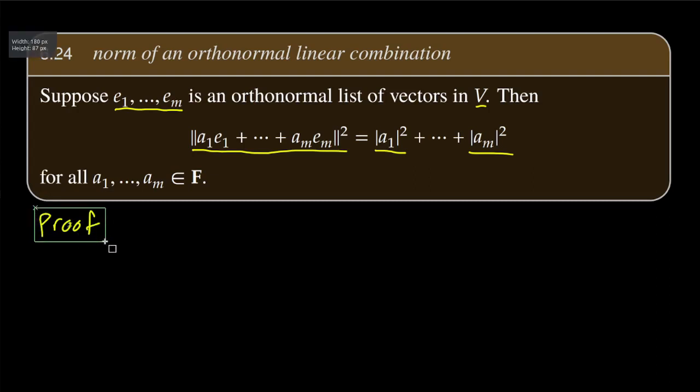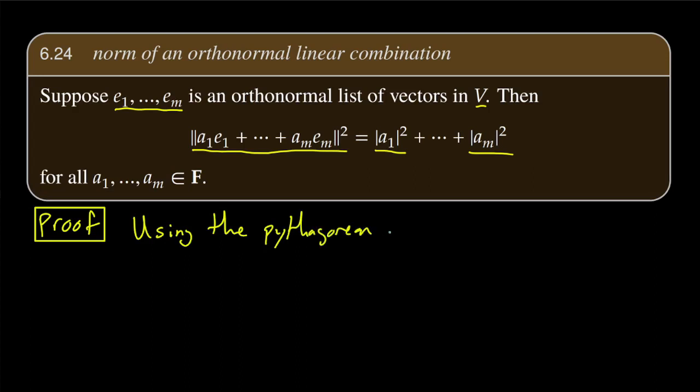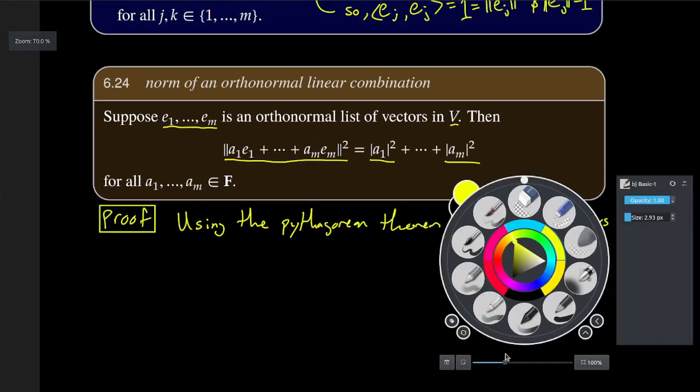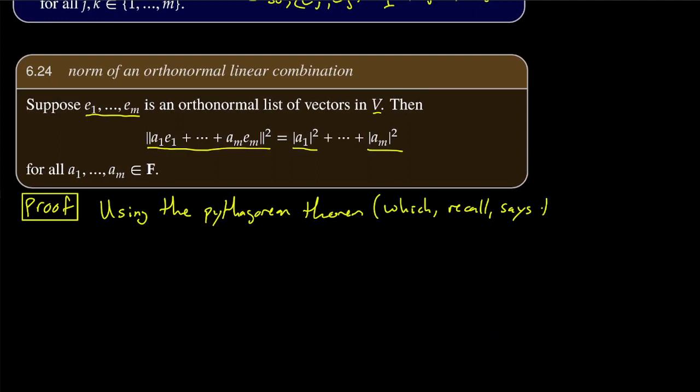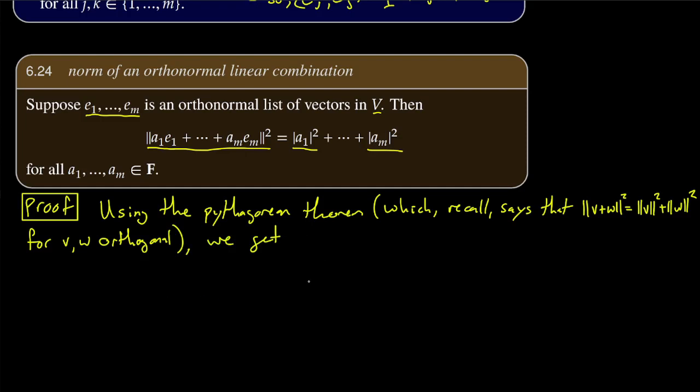To do it, we'll have to use the Pythagorean theorem, which, recall, says, and let me zoom out a teeny tiny bit, give ourselves a little bit more room to write, that the norm of V plus W squared is equal to the norm of V squared plus the norm of W squared for V, W orthogonal. We get the following. So here's the trick of it.